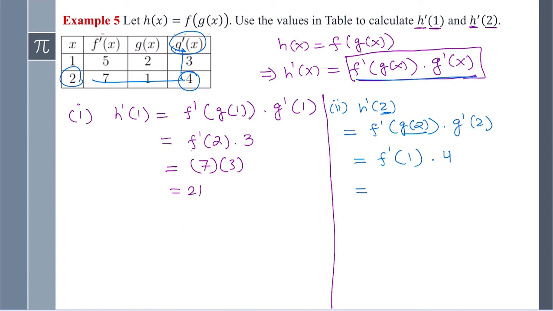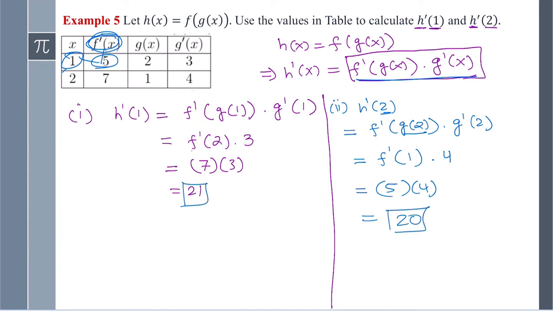Now the next step is we have to find what f prime of 1 is. So f prime of 1 is 5. So this is 5 times 4, and that gives us 20. So that is the derivative, and this is for the second one.